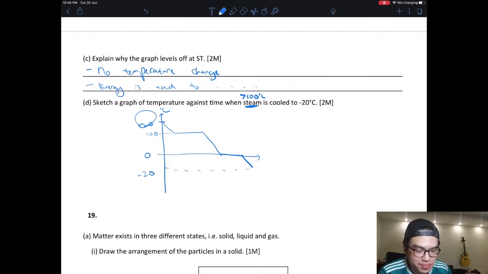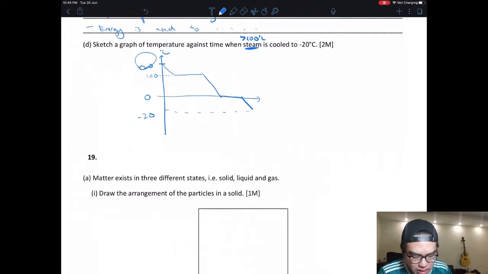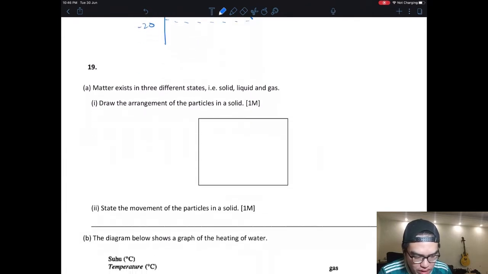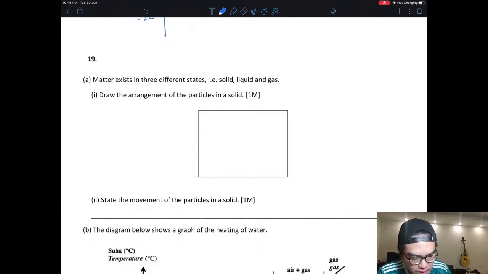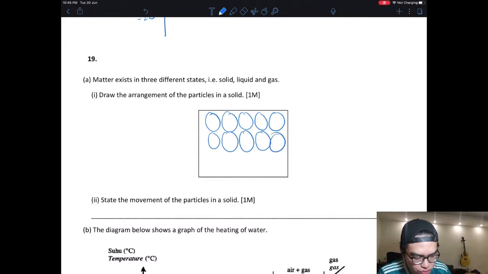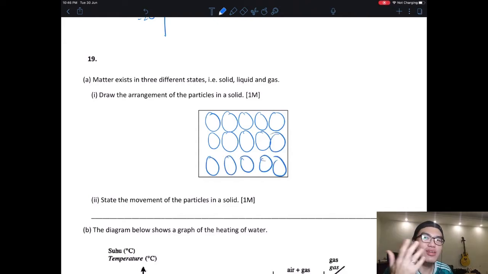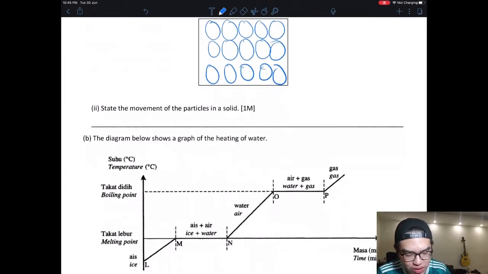Okay, because it's steam. So matter exists in 3 states: solid, liquid, and gas. How do you draw solid? Like I said, draw it big, don't waste time. You see I'm only drawing 3 rows here. If you want to draw hundreds of them, yeah, you can. Why waste time? State the movement of the particles in the solid.